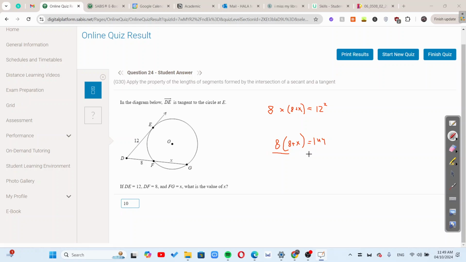What I do is divide by 8, divide by 8. So 8 plus x equals 144 divided by 8, which is 18. So x equals 10. And x equals 10. That's how you solve this part. Now, next question.